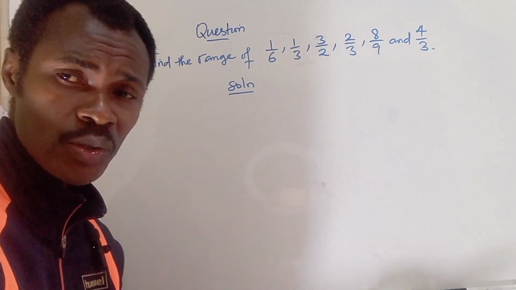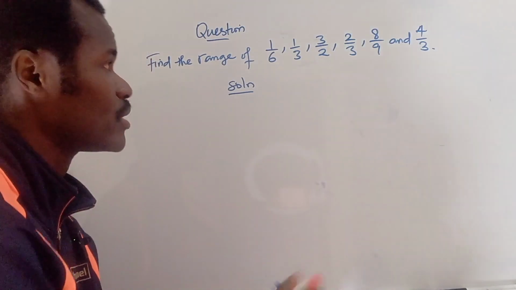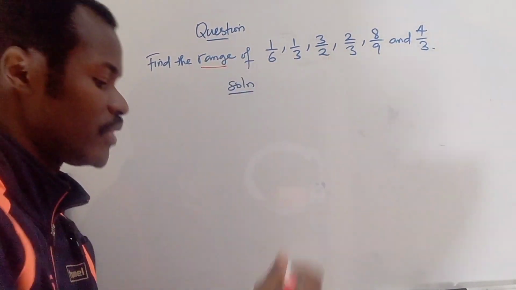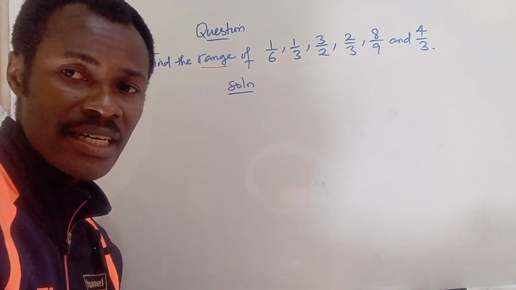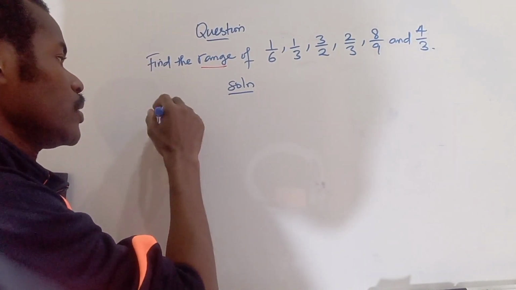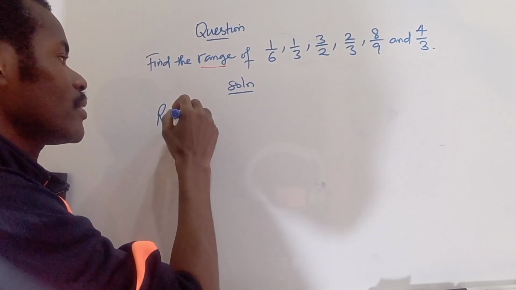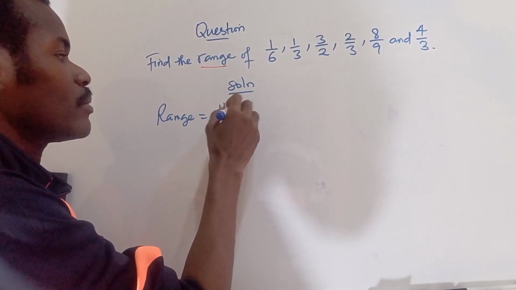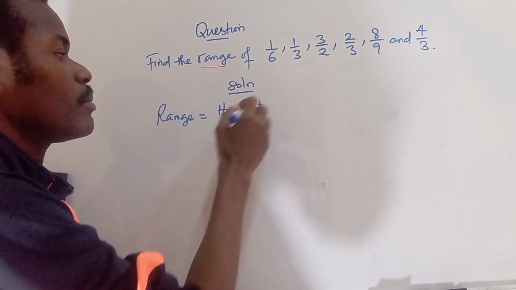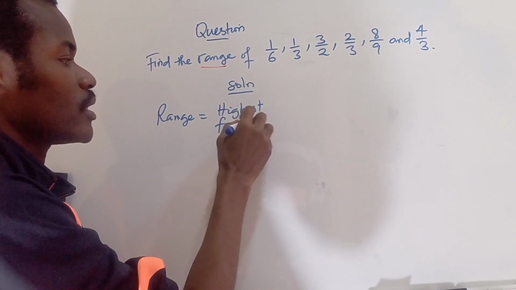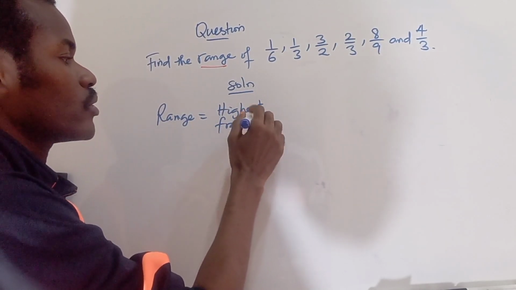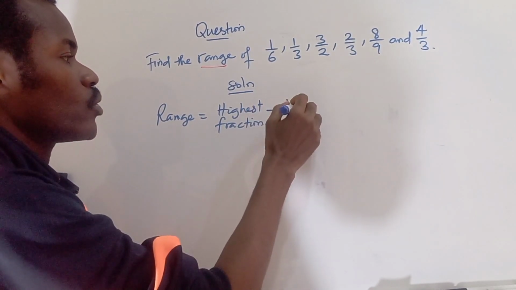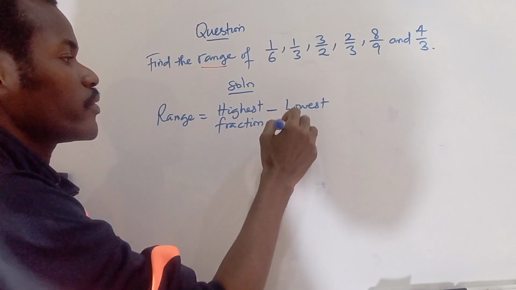So today we have a problem on the board that says we should find the range of these fractions. Ordinarily, when we say range in statistics, we're talking about the highest number minus the lowest number. But this time around, since we're dealing with fractions, we are going to say the highest fraction minus the lowest fraction.